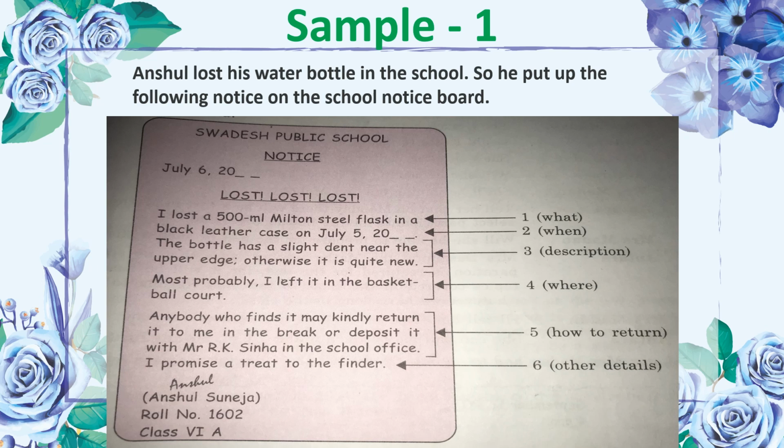Let's read out the content. I lost a 500 ml Milton steel flask in a black leather case on July so and so. The bottle has a slight dent near the upper edge, otherwise it is quite new. Most probably, I left it in the basketball court. Anybody who finds it may kindly return it to me in the break or deposit it with Mr. R.K. Sinha in the school office. I promise a treat to the finder.